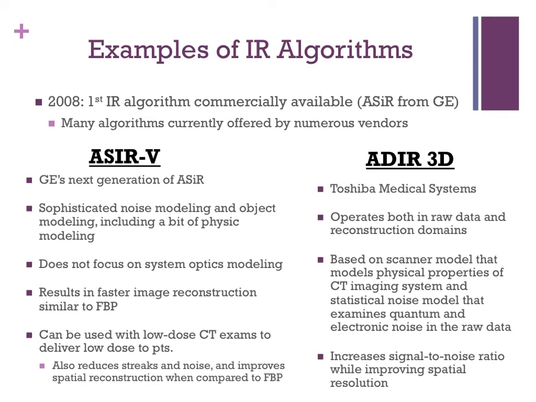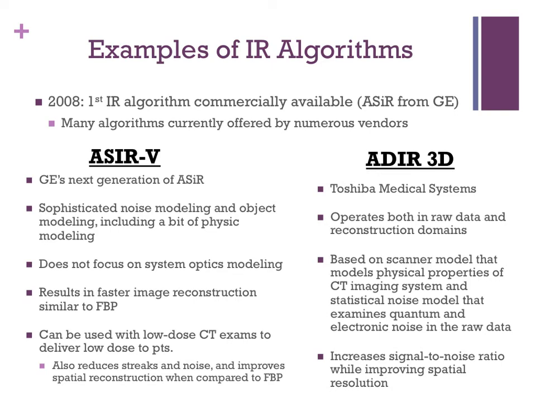This results in faster image reconstruction, similar to filtered back projection. Another advantage of the ASIR reconstruction is that it can be used with low-dose CT exams and delivers a lower radiation dose to patients. It reduces streaks and noise and improves spatial resolution when compared with the FBP algorithm for equivalent image noise.